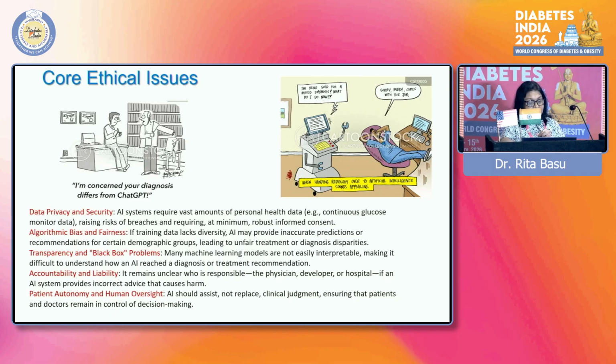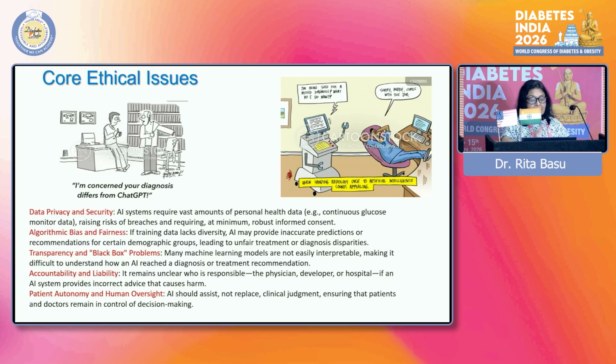Algorithmic bias and fairness. If the training data lacks diversity, AI can give false recommendations and inaccurate predictions. When I was at Mayo Clinic, I only studied white people, Caucasians, because there was no access to others. But when I moved to Alabama, I have African Americans in my patient population, so I'm able to get more generalized information. That's very important for AI tools.